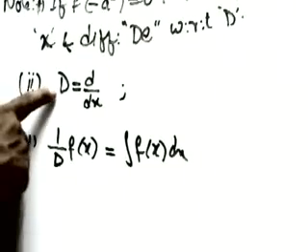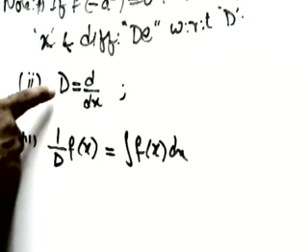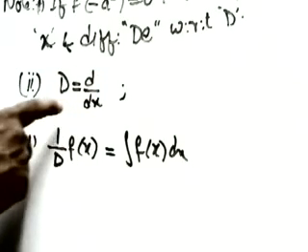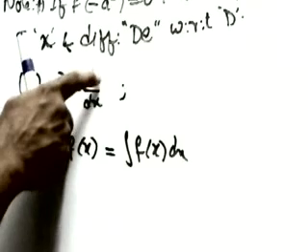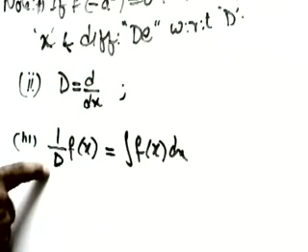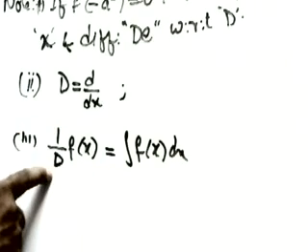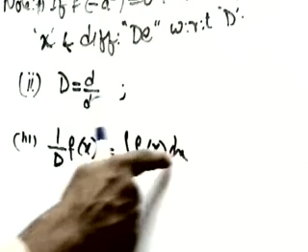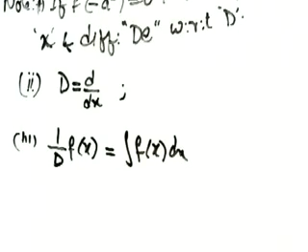One more thing we have to learn here is the difference between numerator D and denominator D. If you get D in the numerator, that means it is the differentiation, d by dx. But if we get D in the denominator, that means it is the integration, 1 by D. Whenever you get 1 by D of some function, it is the integration of f of x, the integration of the function.